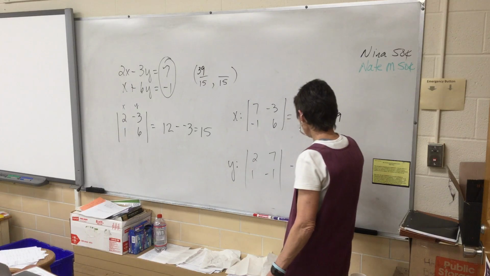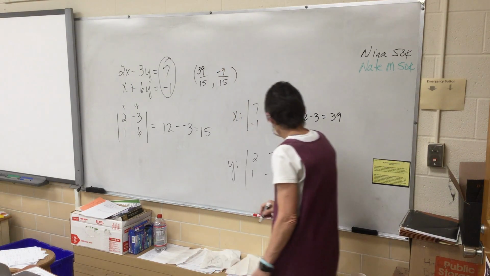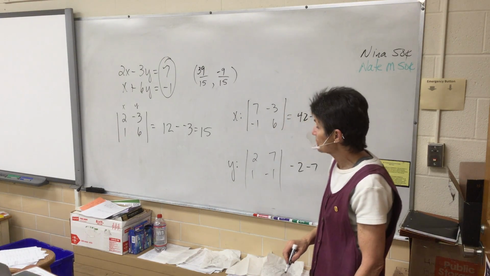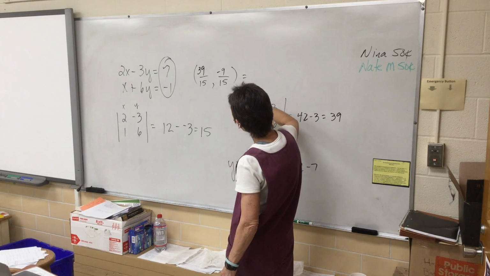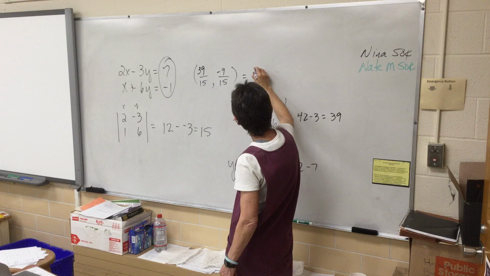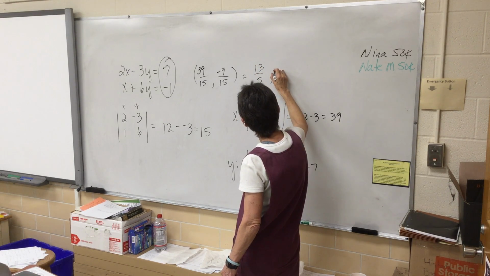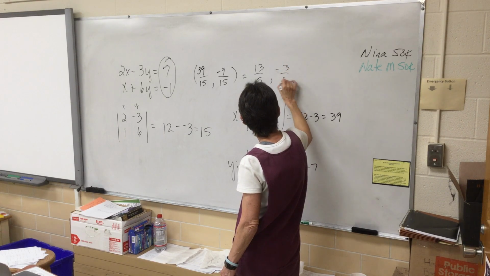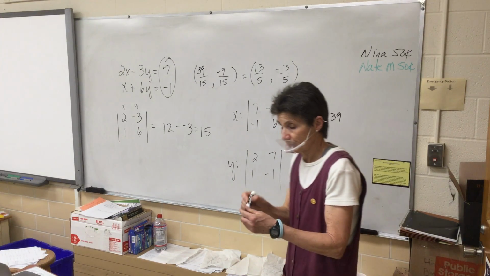And this one's going to be -2 minus 7, which is -9. Now, if they reduce, please reduce them. So both of these reduce. So that would be 13 over 5 and -3 over 5 as my answers.